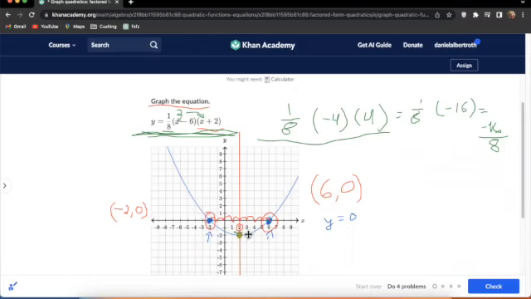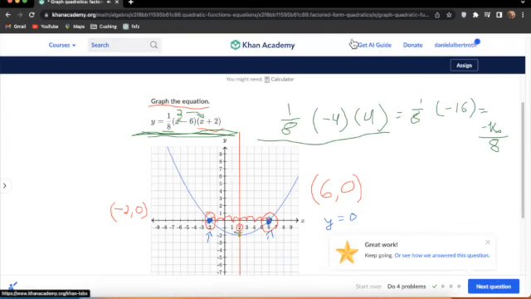So the vertex of this parabola is at the point (2, -2). I know that it's going to be the vertex because it's at the axis of symmetry. The axis of symmetry always is where the vertex is in a parabola. That's just the way quadratic functions work. So let's try it. Very nice.